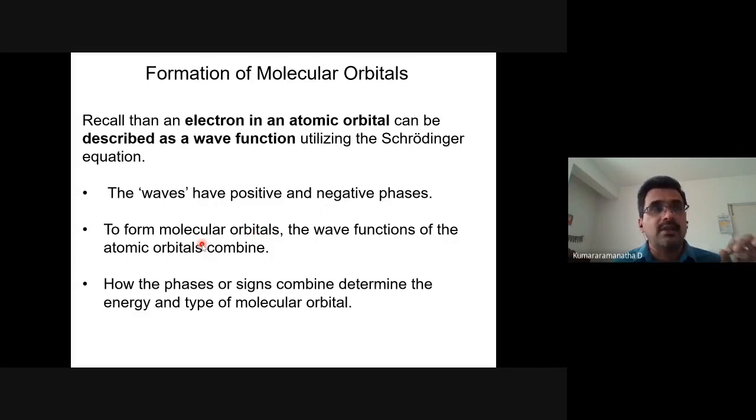But there are a few exceptions which we need to know more. Whenever molecular orbitals are formed from atomic orbitals, there should be a combination or mixing of two wave functions. So how do these two wave functions combine to form a molecular orbital? This is the main thing.